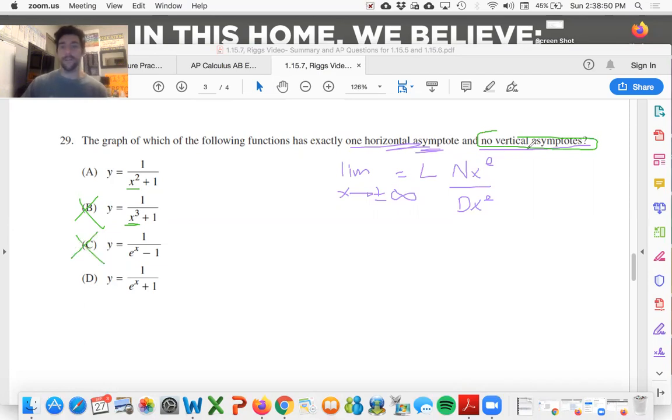And I want to find the function that has no vertical asymptotes. But D and A, those are still good because I can plug in any values for e to the x, and this denominator would not turn to 0. So now I'm analyzing end behavior of limits.